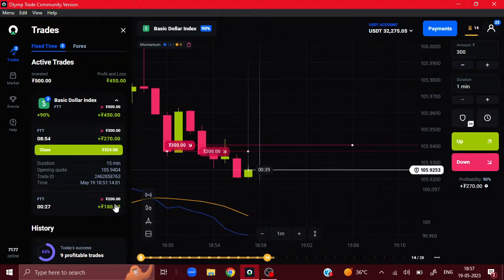See, the longer the duration of your trades, the more certainty there will be for it to go in your favor. As simple as that.